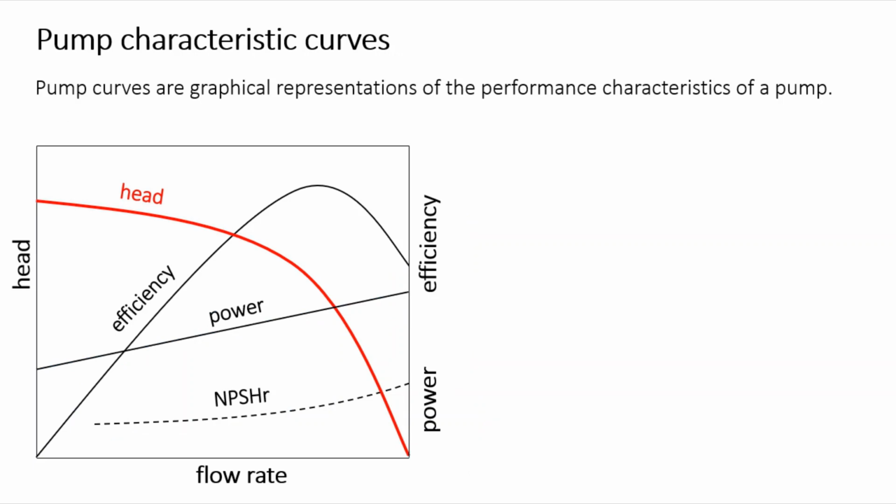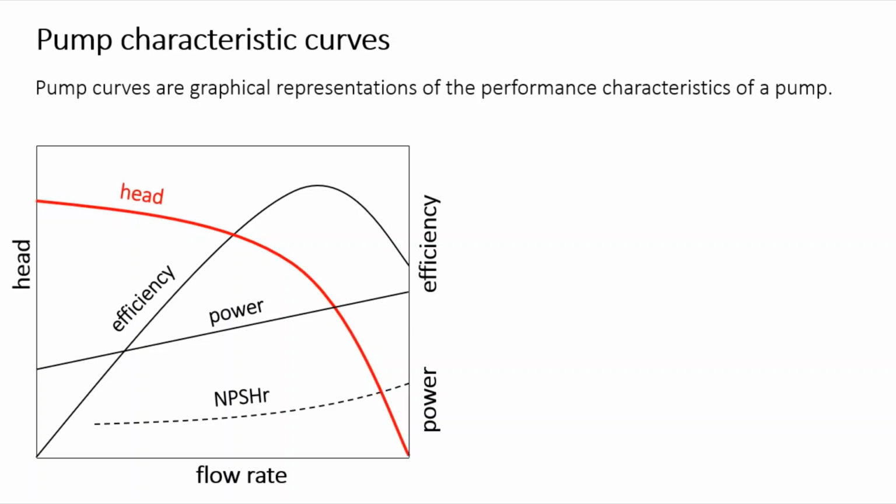Now let me talk about the pump characteristic curves, which are developed and provided by the pump manufacturer. These curves provide information about pump characteristics such as net positive suction head requirement, power requirement, pump efficiency, and the head, which are plotted against the flow rate. So these are the characteristic curves for a typical pump.